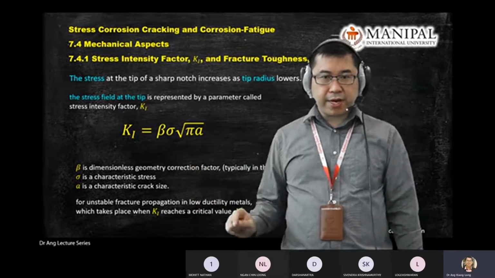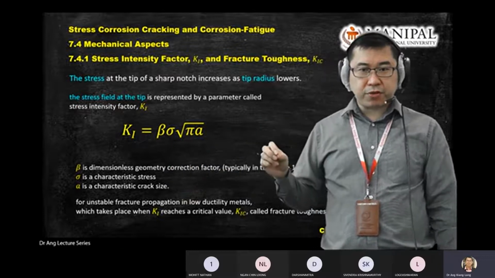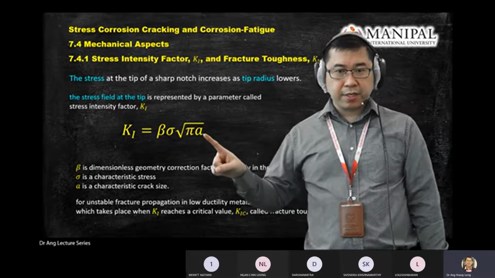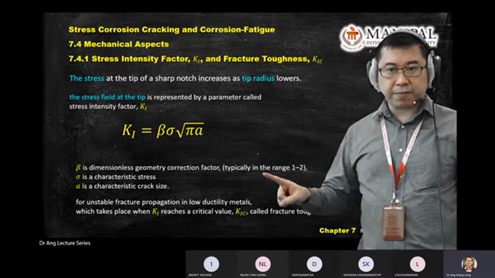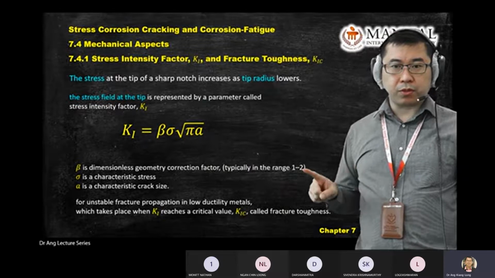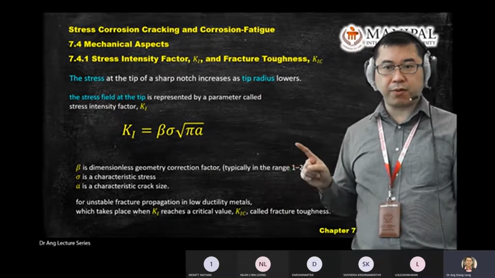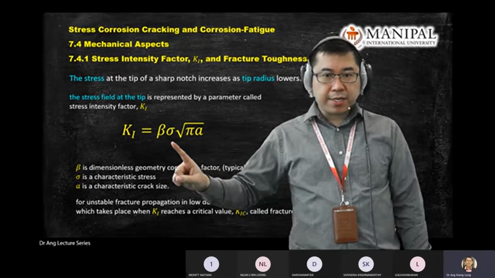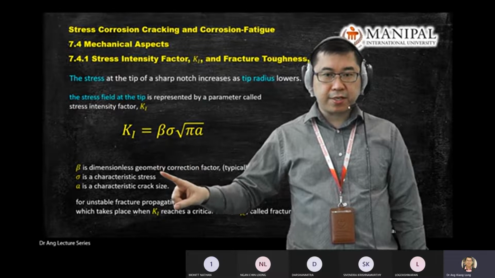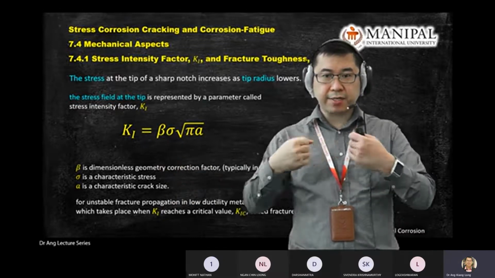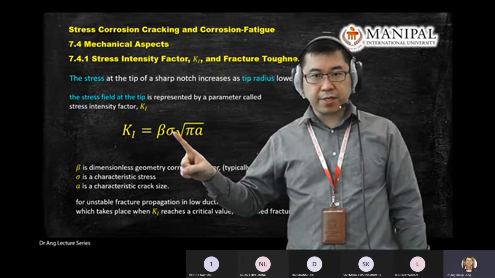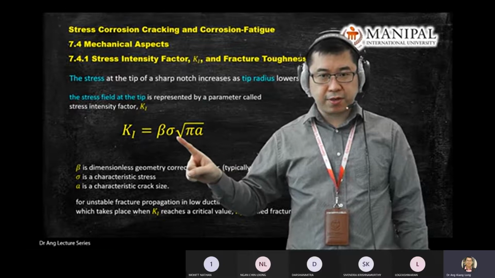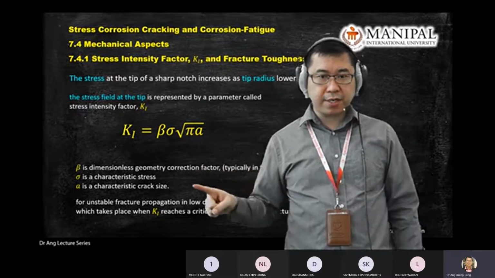Beta is a constant value linked with the geometry, right? The range is about 1 to 2, so it can be 1.1, 1.5, 1.8, depending on the geometry. Sigma is a stress. When you use sigma, it means tensile stress, unless you see sigma sub C, which is compressive. So normally for SCC, we look at tensile.